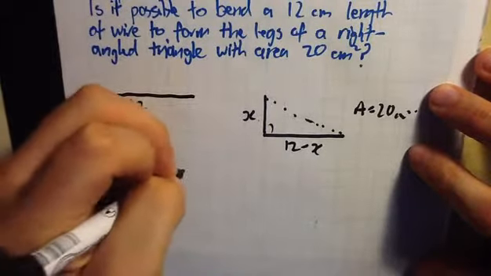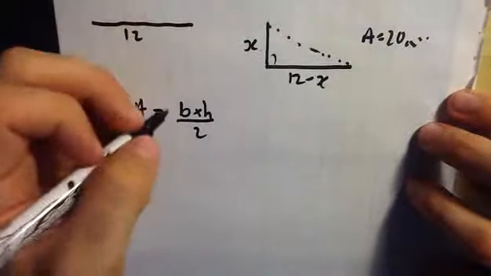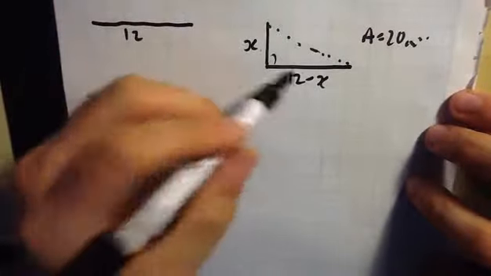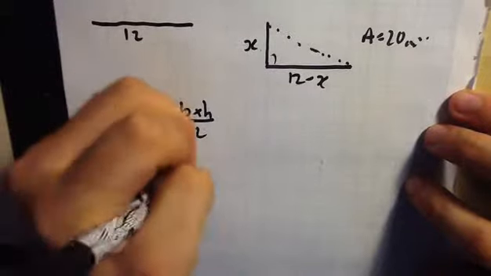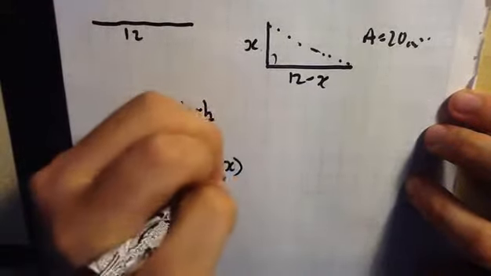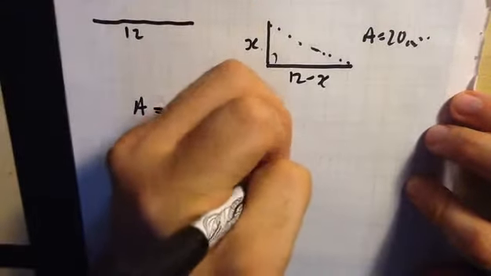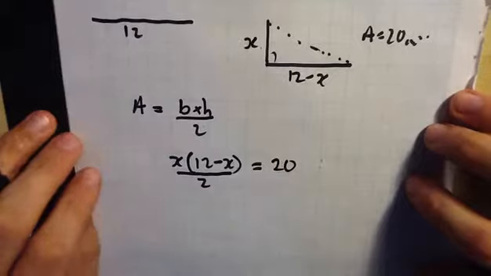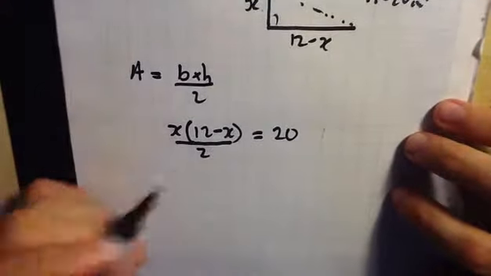So once I've got this, I can set up an equation, because I know the area of a triangle is half base times height. The base is 12 take x, the height is x. So those two multiplied together and halved is the area, and I'm finding out if I can make an area equal to 20. That's my equation.